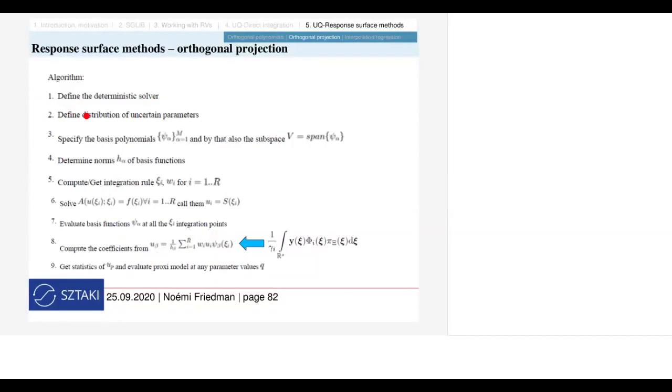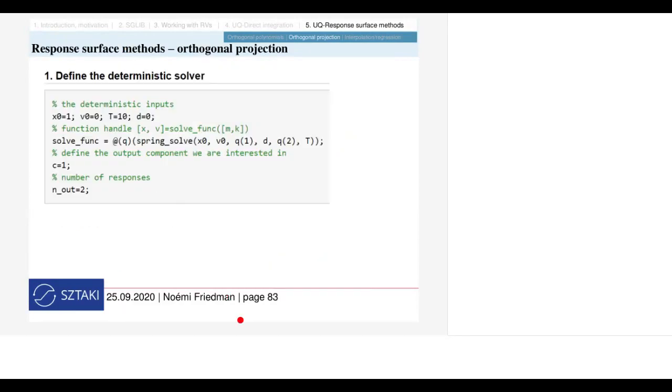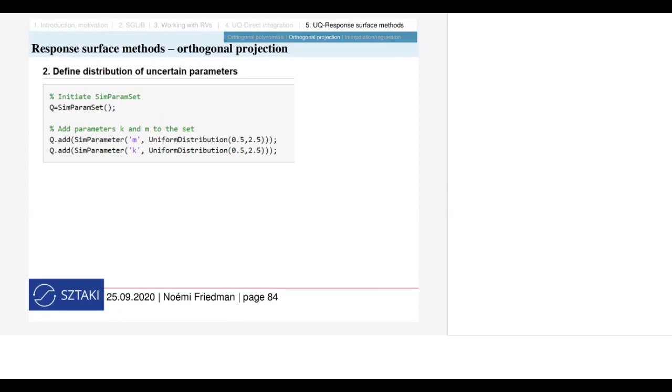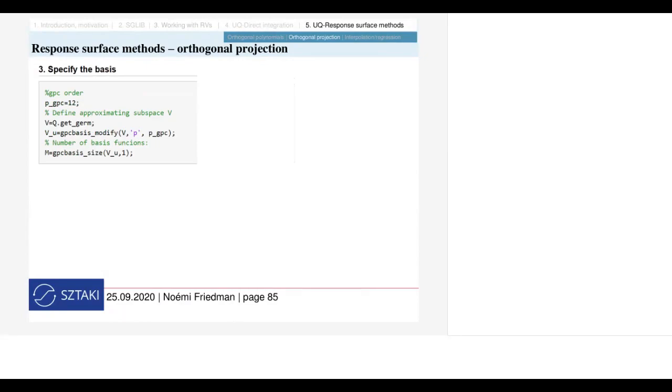So what you need to do is define the solver, define the basis functions that you will use, compute the norms of the basis functions, get the integration rule, and then evaluate your quantity of interest at the integration points. You also need to evaluate the basis functions at the integration points, and then you can directly compute the coefficients. And you see here the code that's doing the job, defining the solver and the distribution of the random variables. Maybe I will only stop here at how I define the basis.